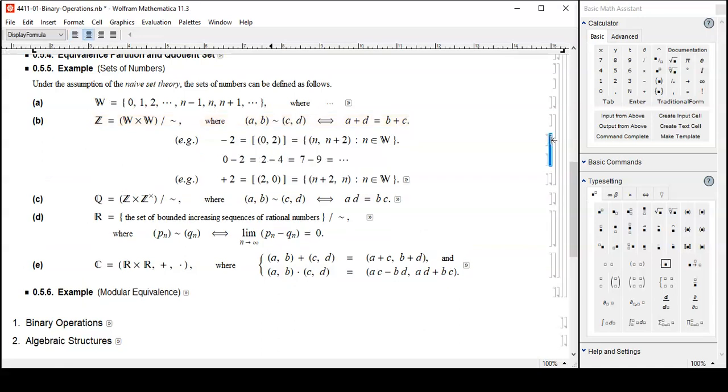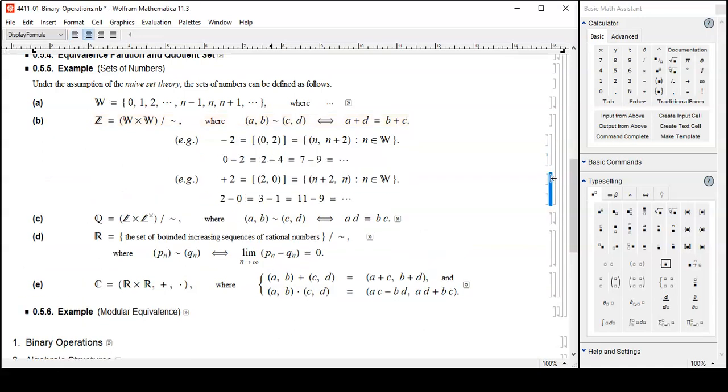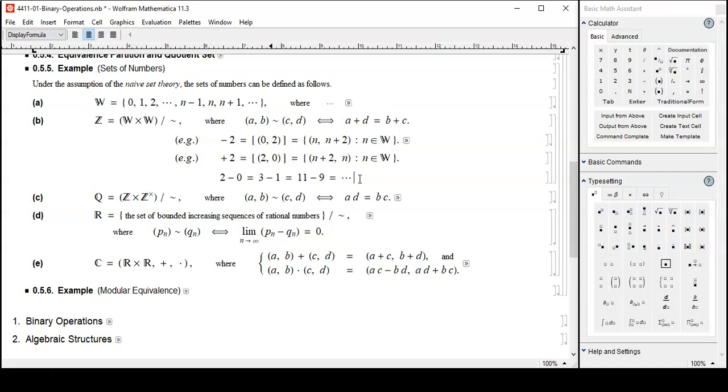Let's see, did I prepare some further example? Oh yes, these. 0 minus 2, 2 minus 4, 7 minus 9, all those are the same actually. So you could select (2, 4) or (7, 9) as representative, but most of the time (0, 2) is most convenient, and then we just define negative numbers like this and positive numbers like these.